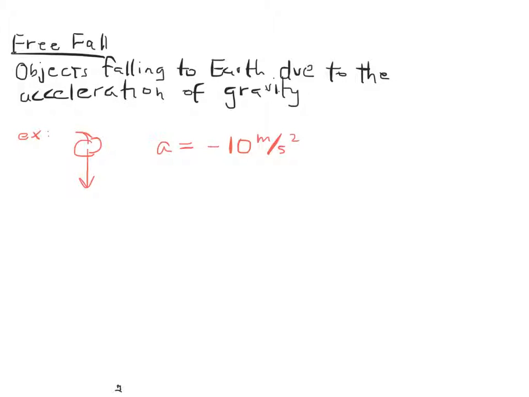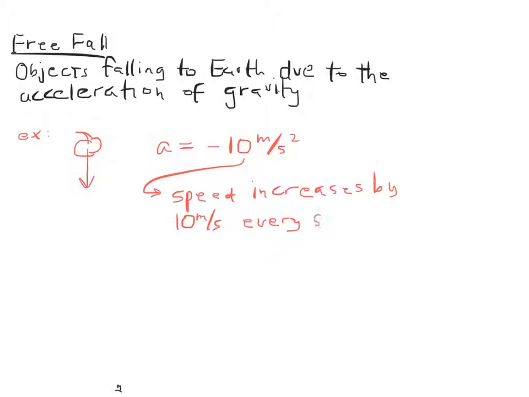First of all, remember that acceleration is the change in speed that an object experiences in a given amount of time. So when I say 10 meters per second squared, what I'm really saying is the apple's speed increases by 10 meters per second for every second that it falls.